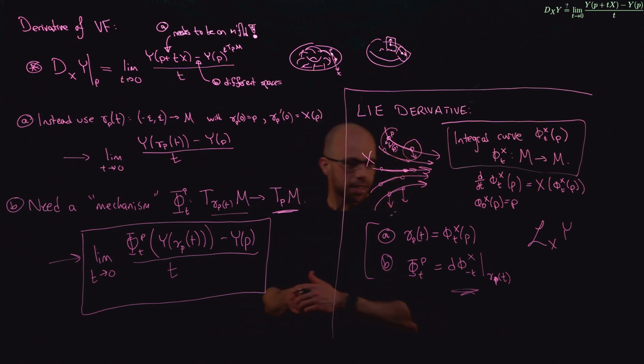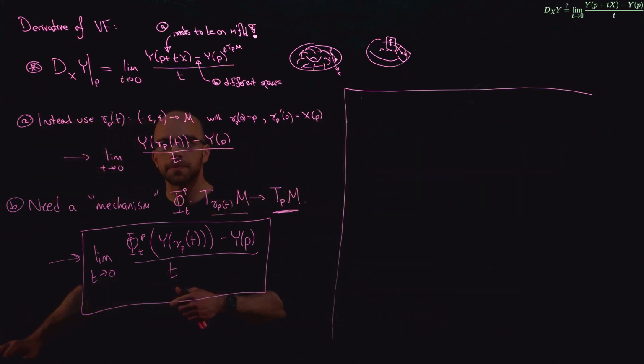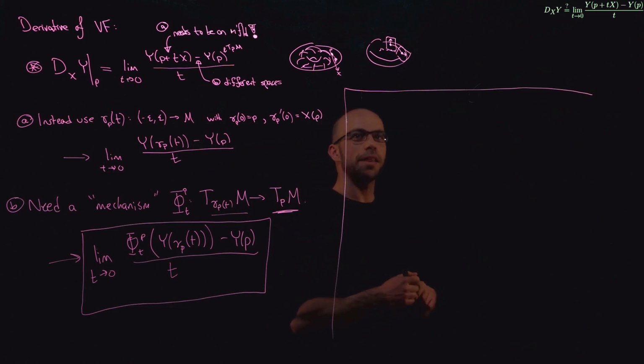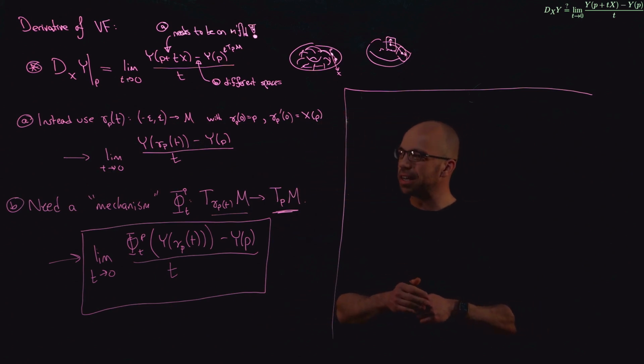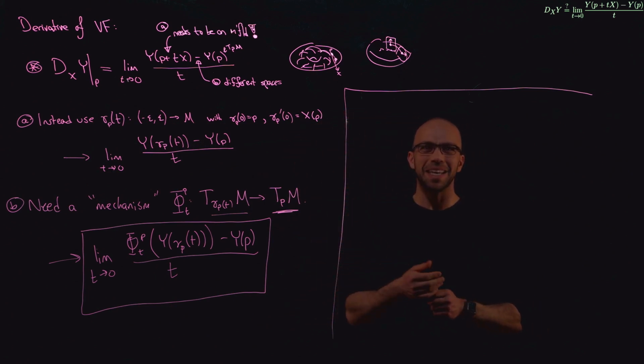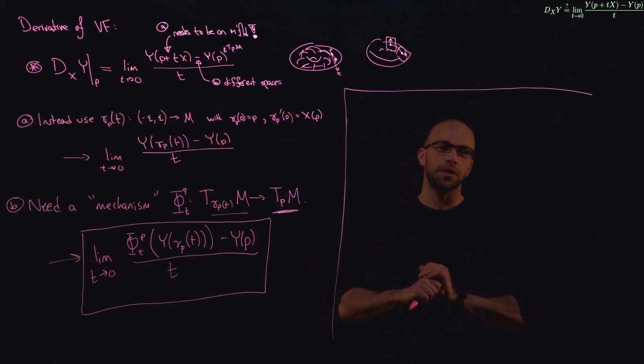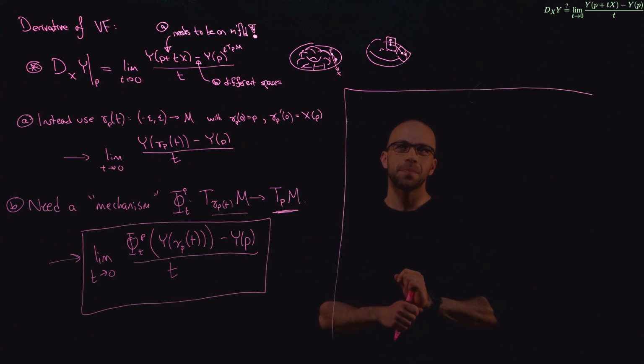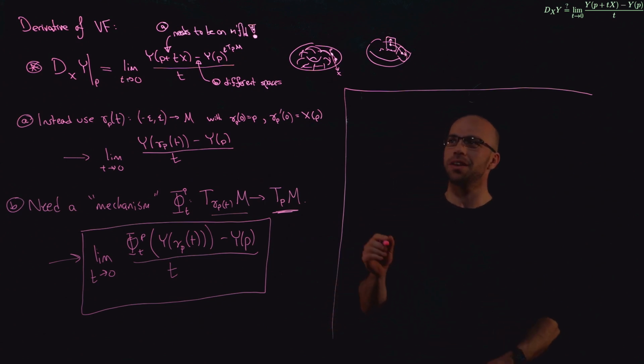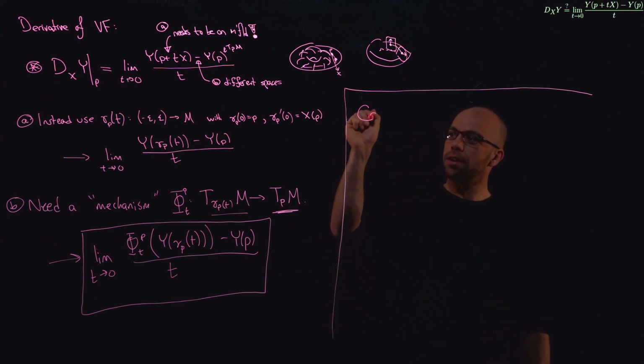So let's erase this and make space for a different derivative. Here's a second way that we could have gone about engineering answers to questions A and B, which I think is equally reasonable but doesn't use flows along our vector field in the same way. It actually leads us to a second derivative, which we'll call the covariant derivative.